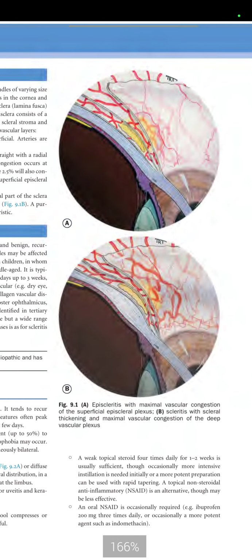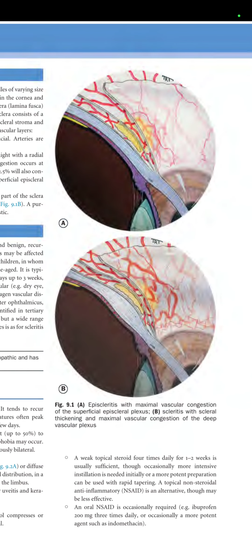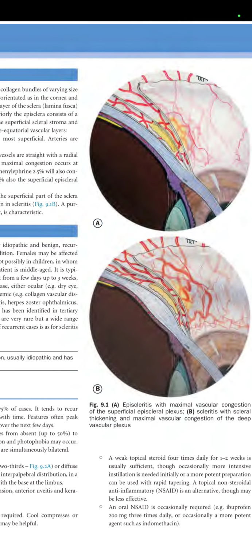You can see Figure 9.1, in which A shows episcleritis with maximum vascular congestion of the superficial episcleral plexus, and B shows scleritis with scleral thickening and maximum congestion of the deep vascular plexus.